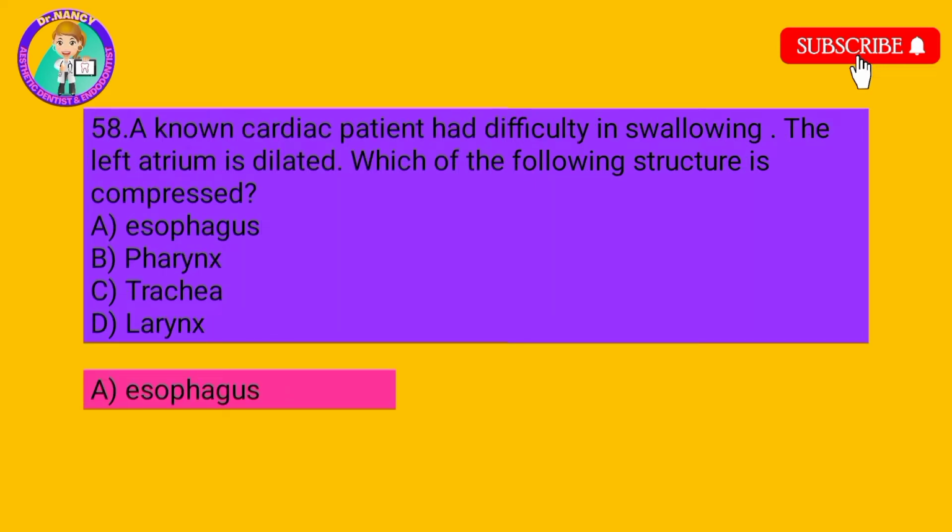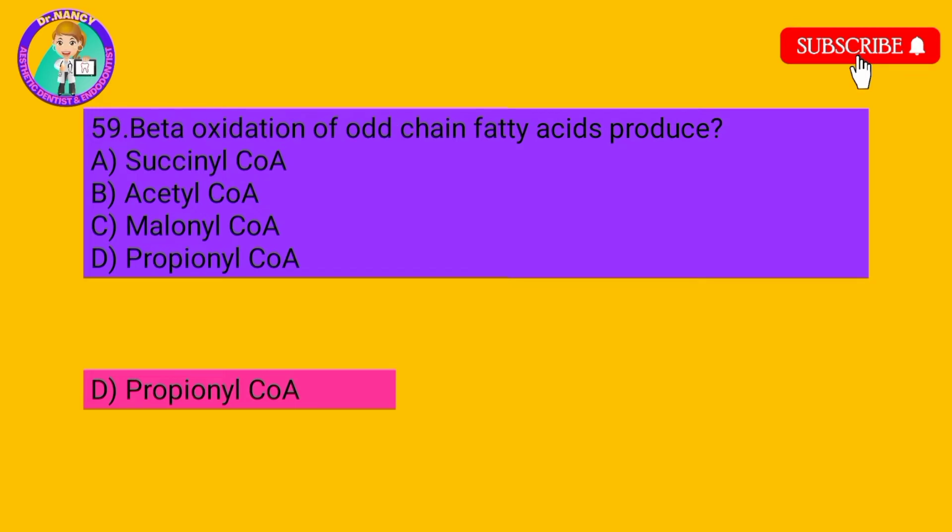A known cardiac patient had difficulty in swallowing. The left atrium is dilated. Which of the following structure is compressed? Esophagus, pharynx, trachea, larynx. Answer: esophagus. Beta oxidation of odd chain fatty acids produces succinyl-CoA, acetyl-CoA, malonyl-CoA, propionyl-CoA. Answer: propionyl-CoA.